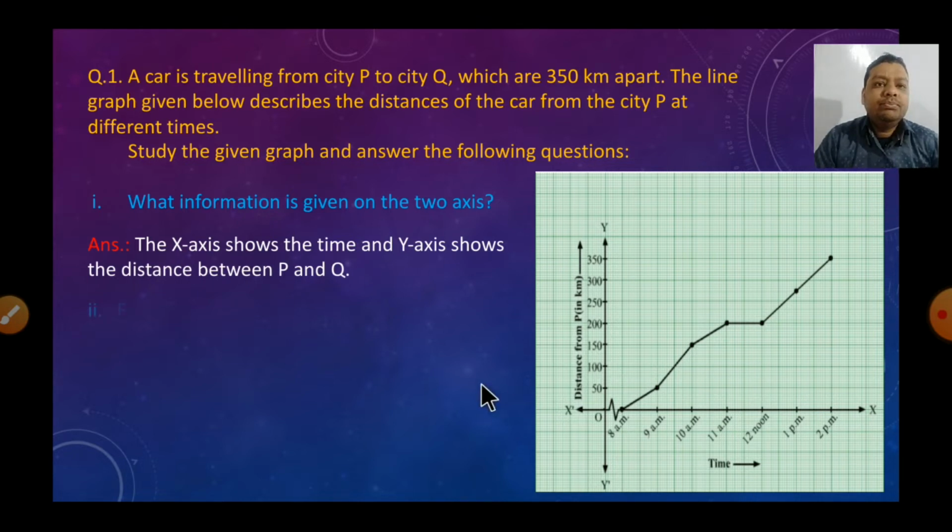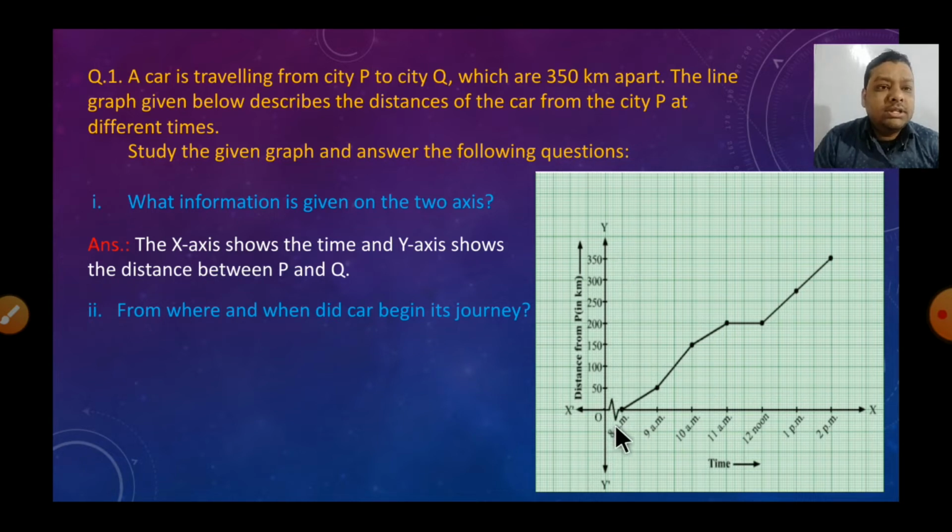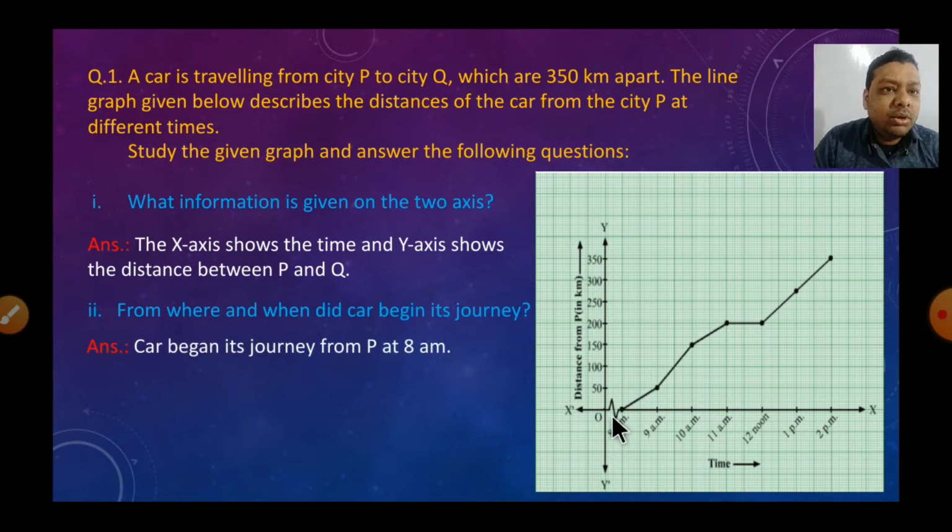Now the next question: from where and when did the car begin its journey? The answer will be that the car began its journey from P. Its journey starts from P and goes up to Q. The car began its journey from P at 8 a.m., so the time is 8 a.m. and the distance starts from P.